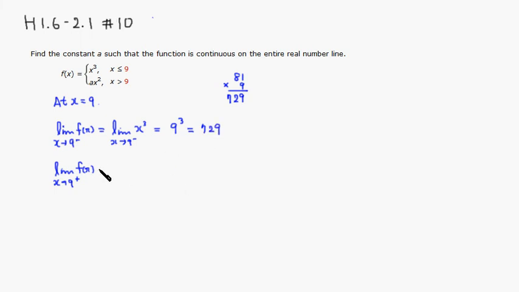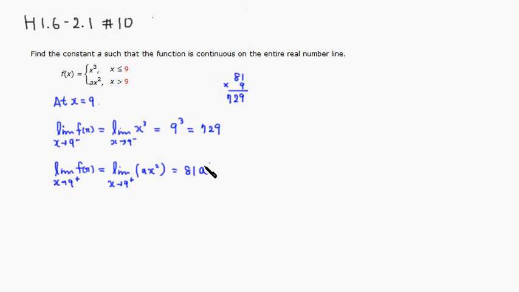And here, if you're approaching from the right, you have to use the bottom formula. So you have a limit of ax squared as x approaches 9 from the right, right? So this is going to be a times 9 squared, so it's 81a, all right?